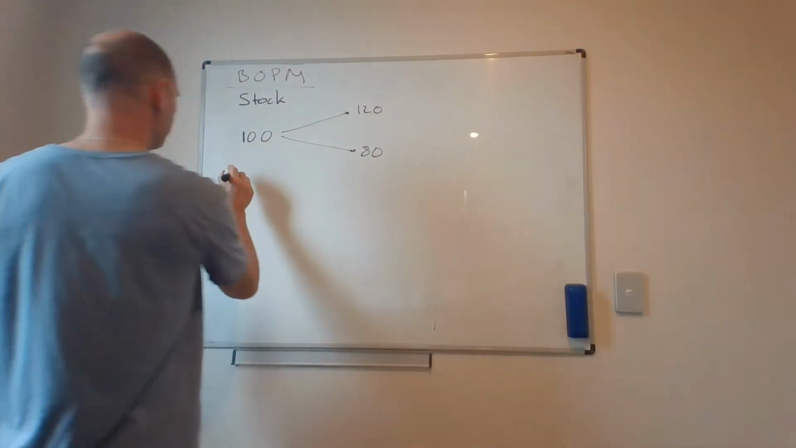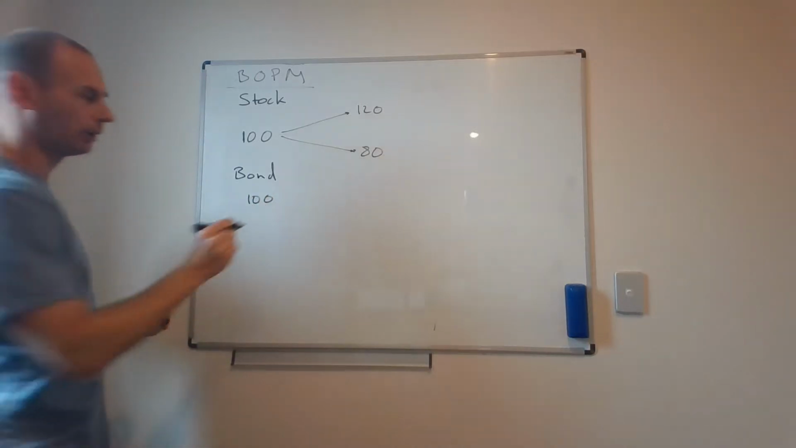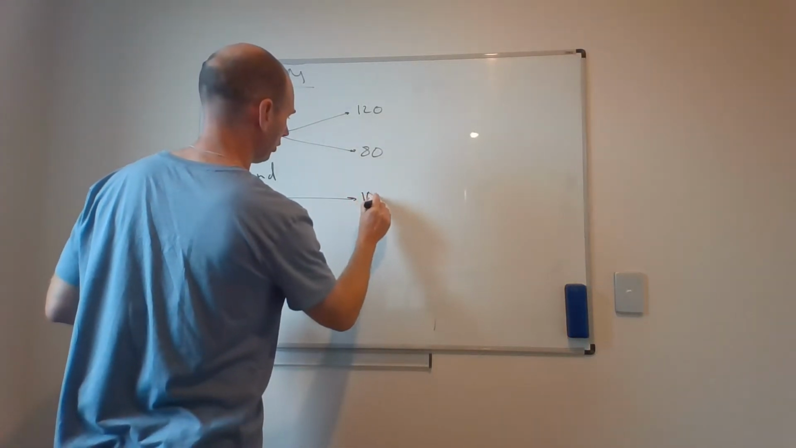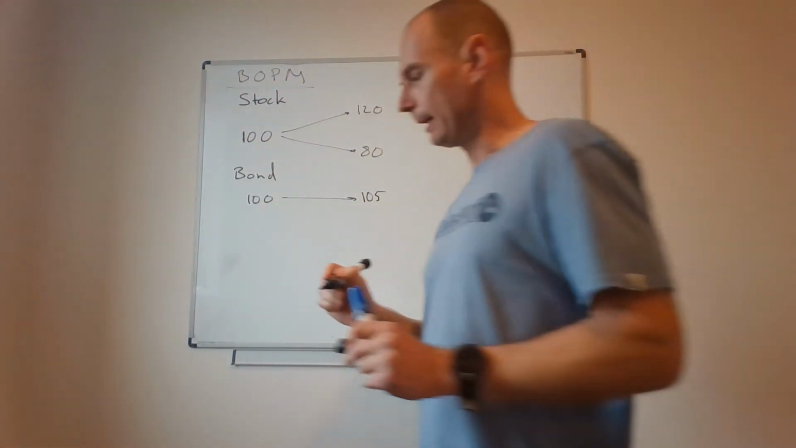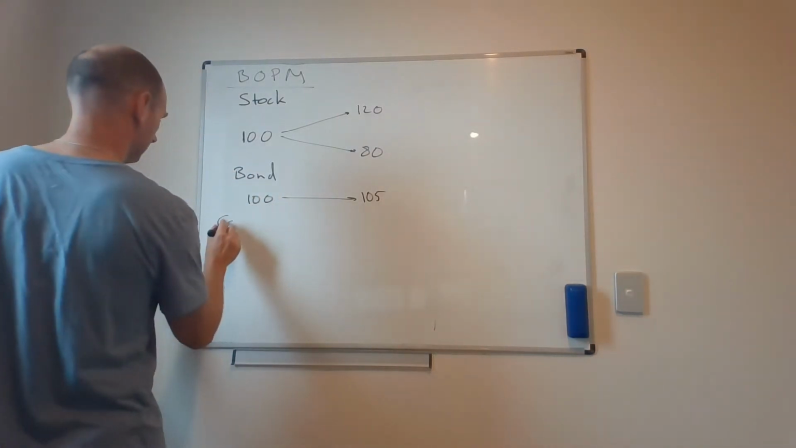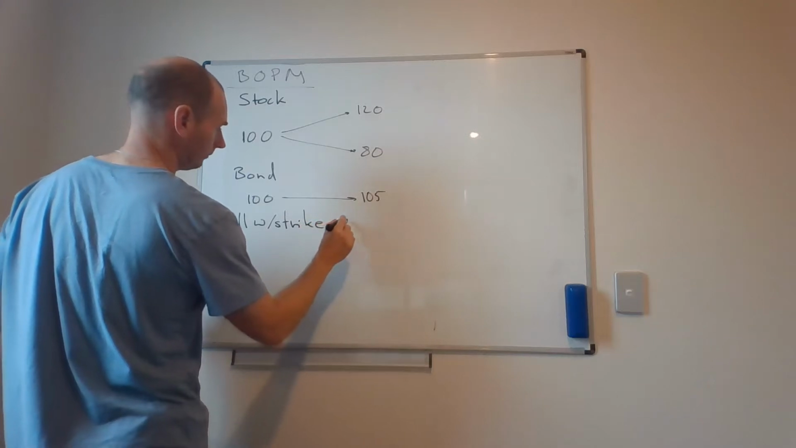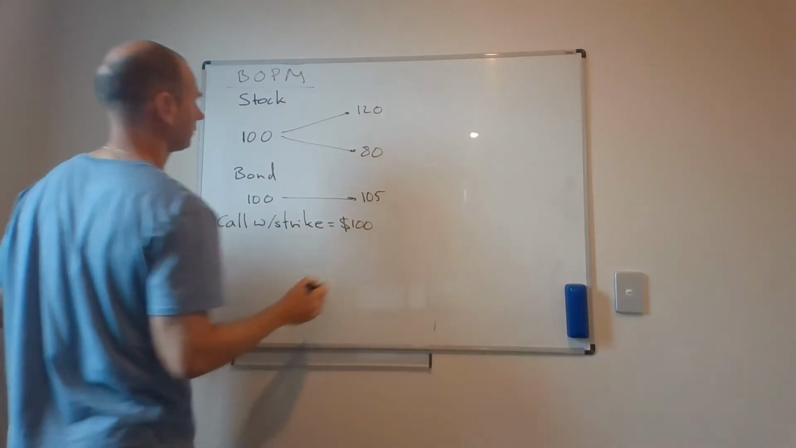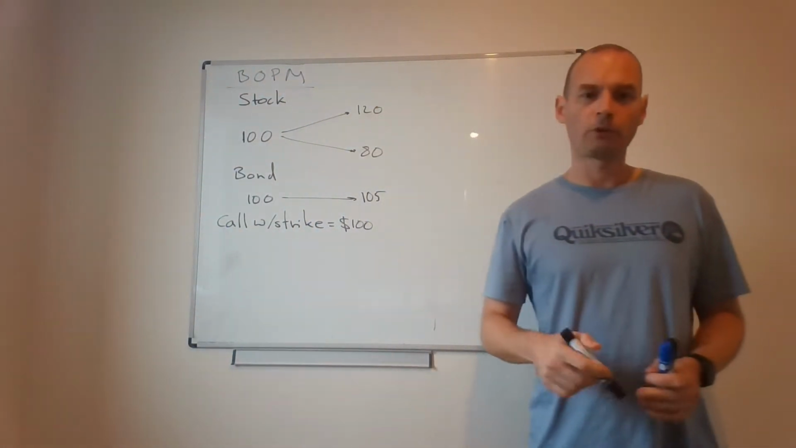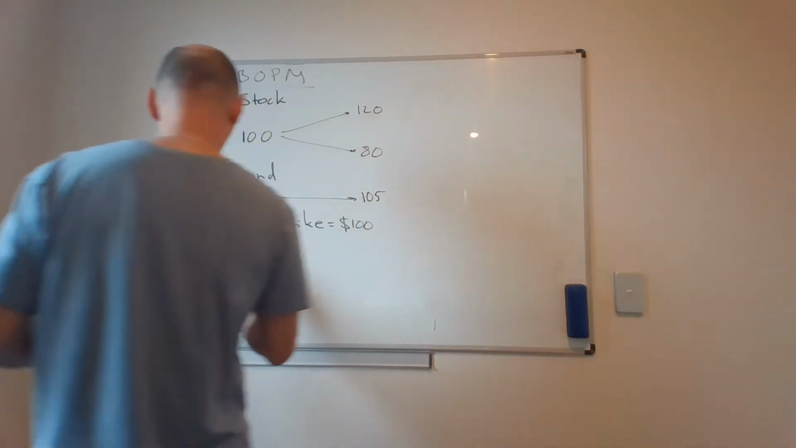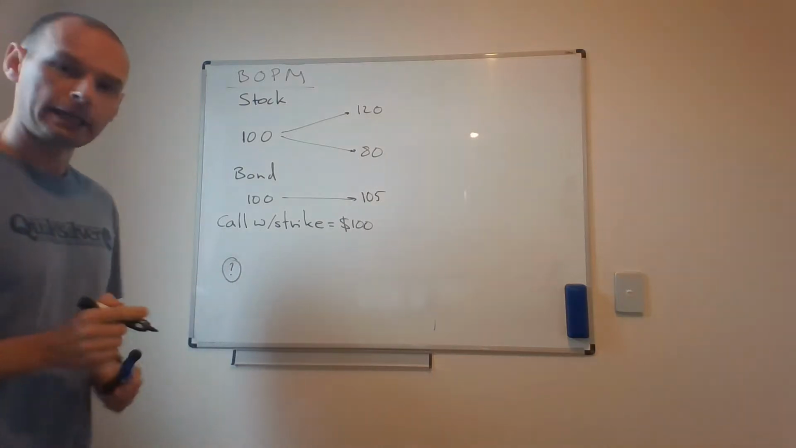Then we have a risk-free bond that again currently trades at 100, and then since it's risk-free, we are certain that it will trade at 105 a year from now. And then finally, we have a call option with strike of 100. Okay, so we have an option to buy at a price of 100. Currently, we do not know what this option costs. That's what we are here to find out.